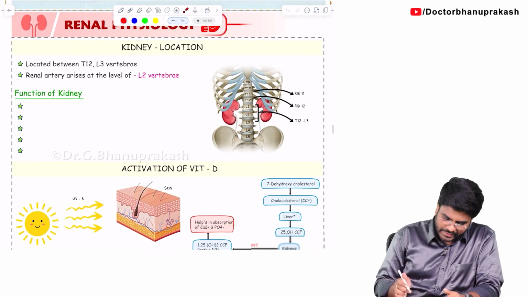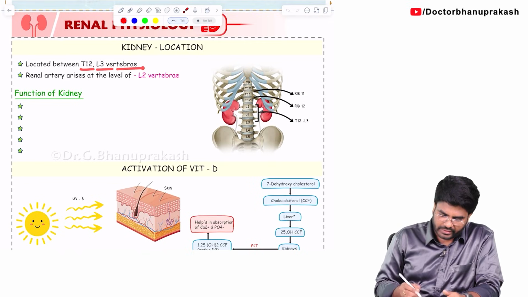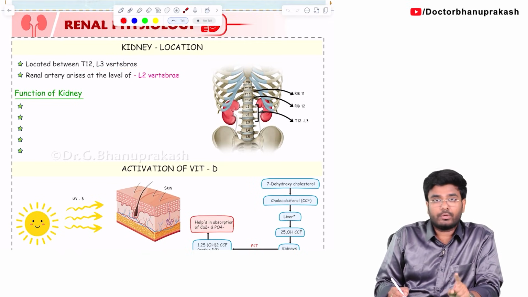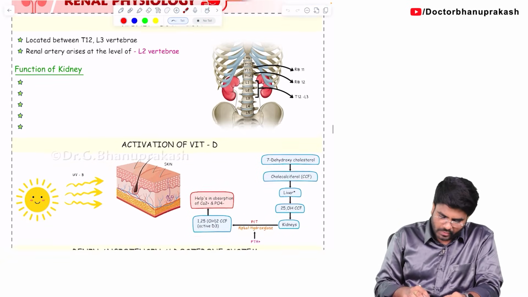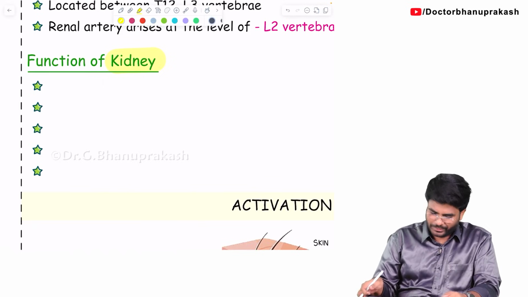Now, look at here, guys, the 2 points. Kidneys are located between T12 to L3 vertebrae, and the renal artery arises at the level of L2 vertebra and is a direct branch of the abdominal aorta, and don't forget about it. Next, what are the different functions of the kidneys? What are the kidneys doing to our body?